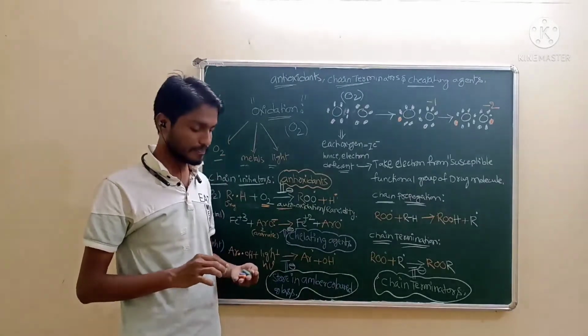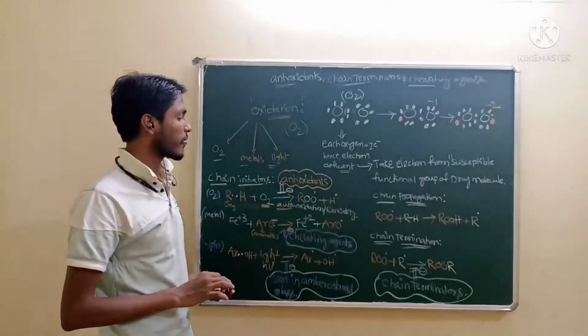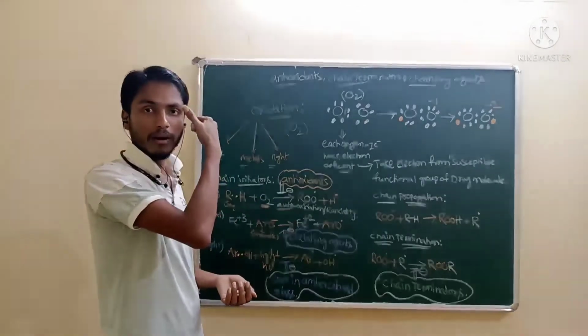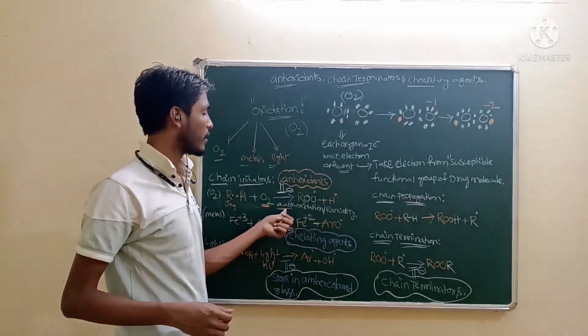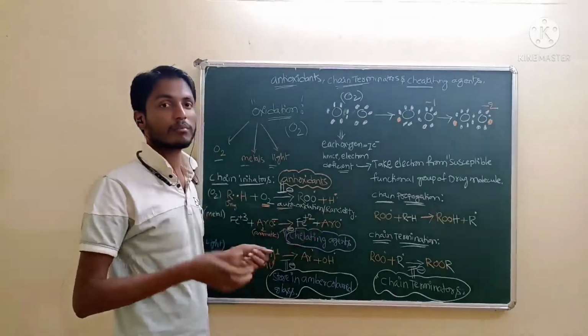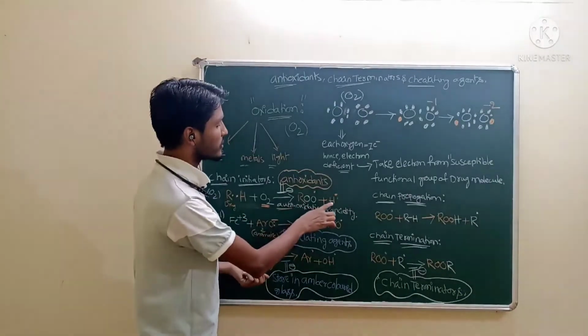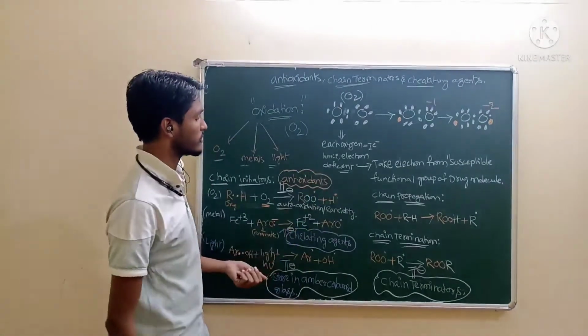All the fats and oils used for cooking purposes contain double bonds. The double bonds undergo auto-oxidation or rancidity. Very important term: auto-oxidation or rancidity. It leads to the formation of free radicals. This is the drug free radical.